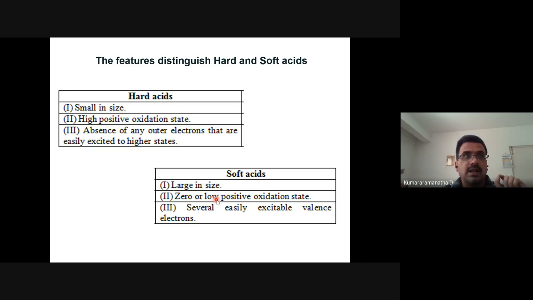Now, what about soft acids? It should be larger in size, exactly opposite of this. It should have a low or zero oxidation state. For example, compare chromium 6 here with mercury or mercury 2 there. Or it should have easily excitable valence electrons. So this is the differentiation between hard and soft acids.